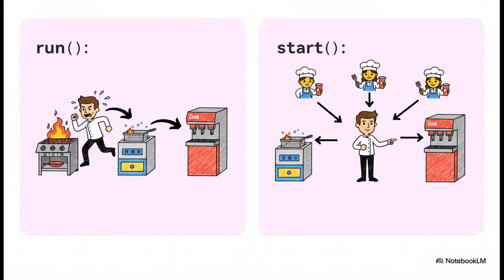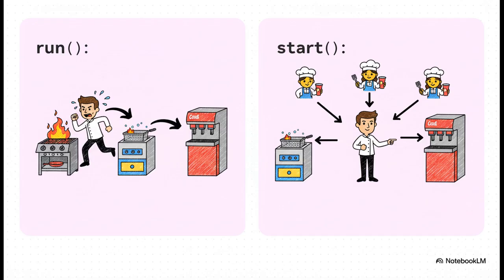So what's the deal? Well, if our manager calls the run method directly, it's like he decides, you know what, I'll just do everything myself. He cooks the burger, then he makes the fries, then he pours the Coke, all one after the other. No new cook gets hired. No parallel work happens. It's just one guy doing a sequence of tasks. But if the manager calls the start method, something totally different happens.